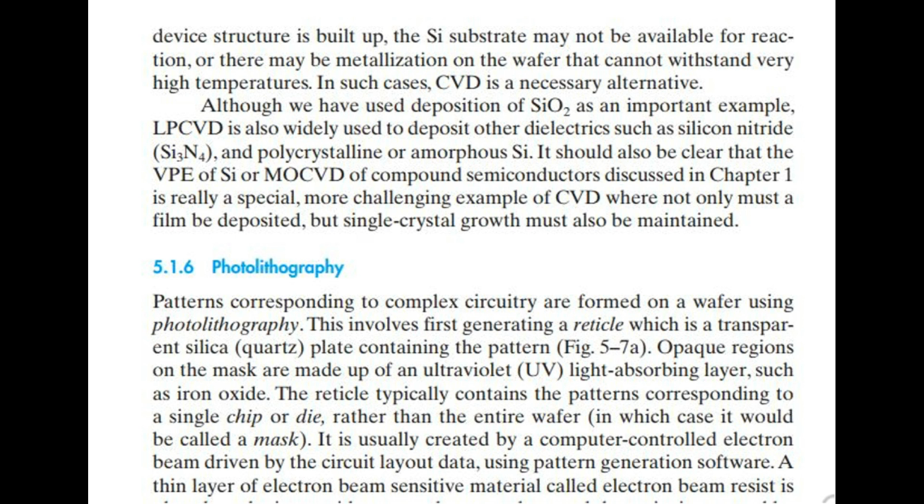Patterns corresponding to complex circuitry are formed on a wafer using photolithography. This involves first generating a reticle, which is a transparent silica, quartz, plate containing the pattern, Fig. 5.7a. Opaque regions on the mask are made up of an ultraviolet, UV, light-absorbing layer, such as iron oxide. The reticle typically contains the patterns corresponding to a single chip or die, rather than the entire wafer, in which case it would be called a mask. It is usually created by a computer-controlled electron beam driven by the circuit layout data, using pattern generation software.